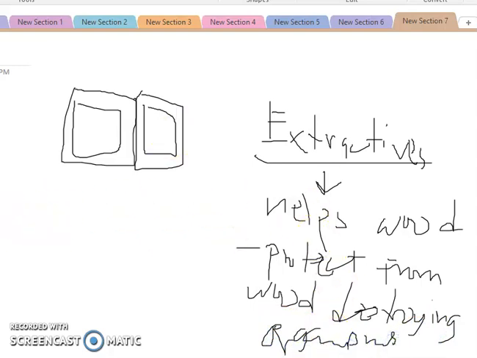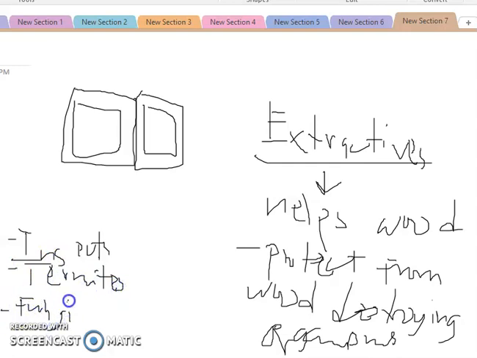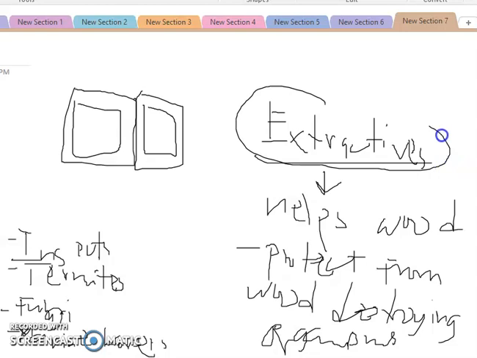Common examples of those wood destroying organisms are insects, such as the beetles and mostly larvae of most insects, and then the termites. Aside from insects, we have termites and fungi, and of course we have other marine borers. Now, what is the role of extractives again? Extractives play a very important role in the natural durability of wood.